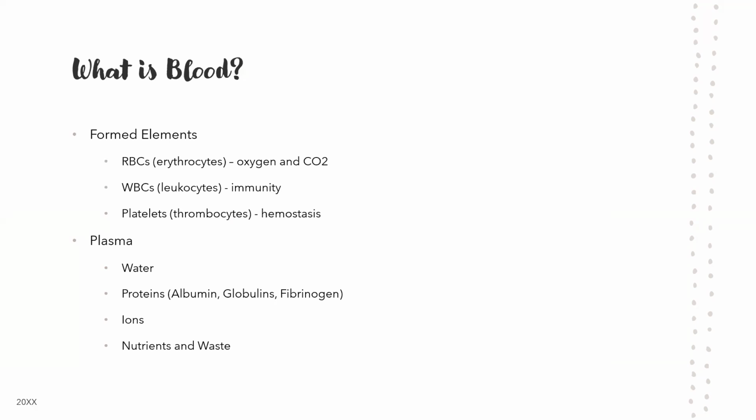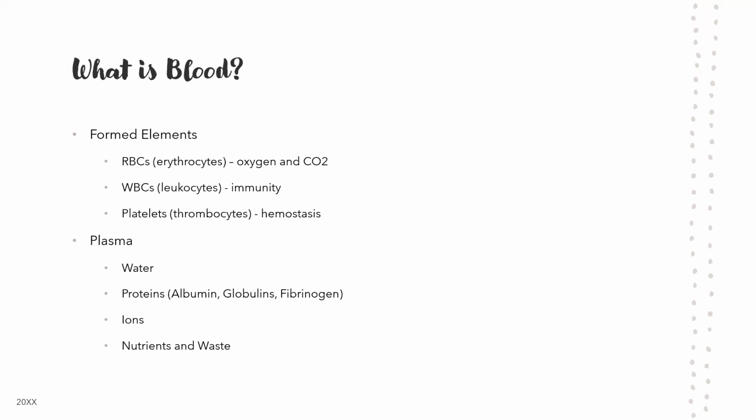Okay, so the first thing is what is blood? Blood is made up of primarily three things, or really two things. You have the formed elements, which include your red blood cells, your white blood cells, and your platelets. And then the plasma, which is primarily made up of water, but also contains proteins, including albumin, globulins, and fibrinogen, has ions, and also contains our nutrients and waste.